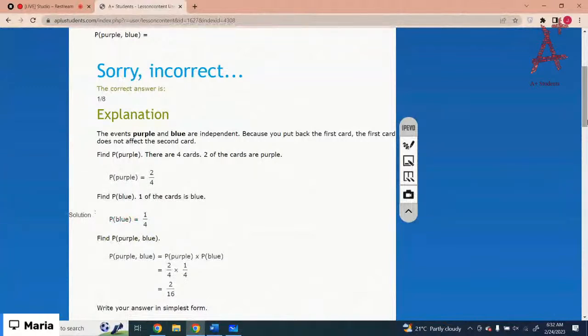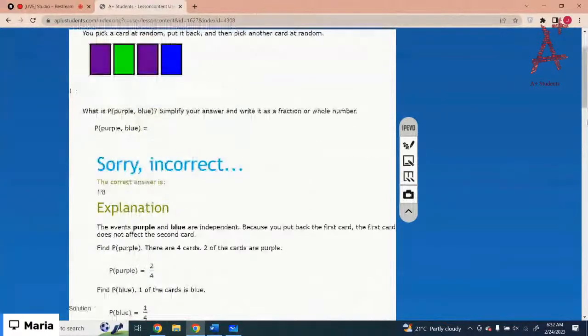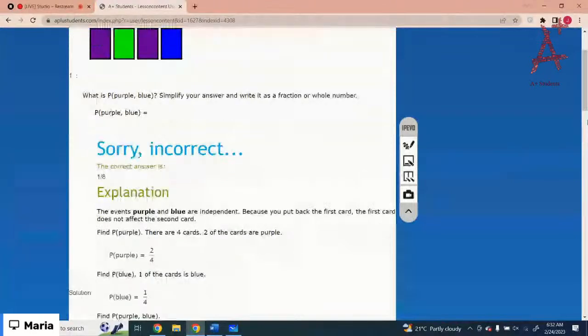So you have to select the probability for purple and the probability for blue. The probability for purple is 2 over 4 because you have two purple cards. And the probability of blue is 1 over 4 because you have just one blue card. Got it? It would be 2 over 4 and 1 over 4.